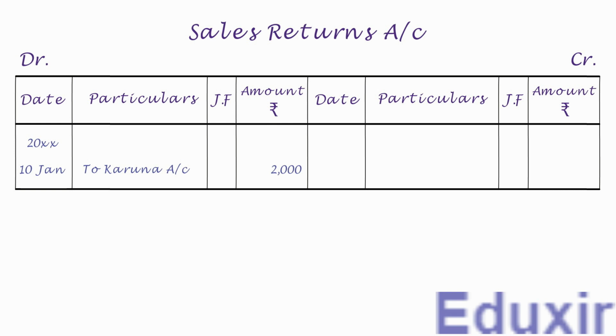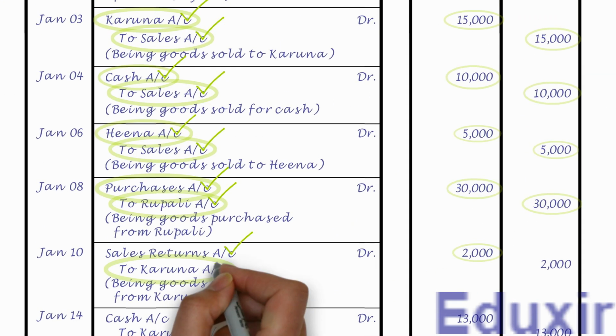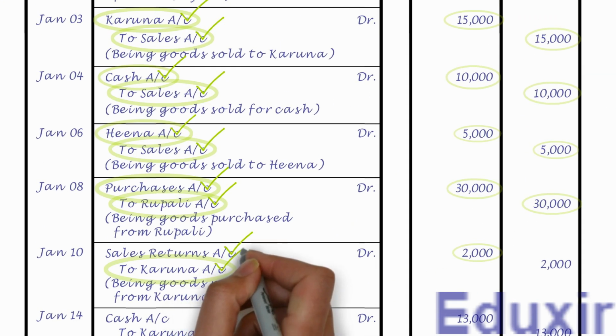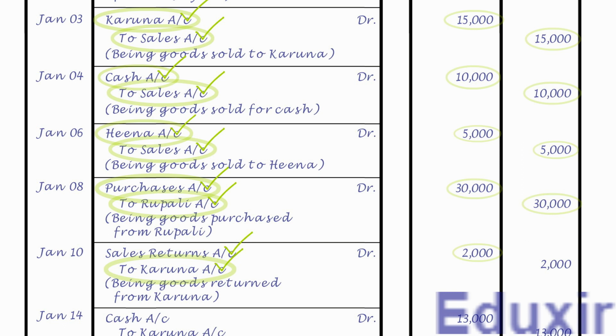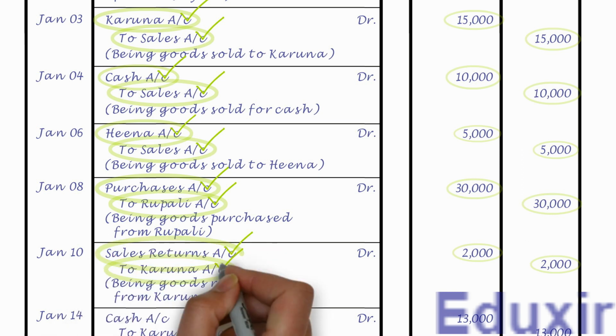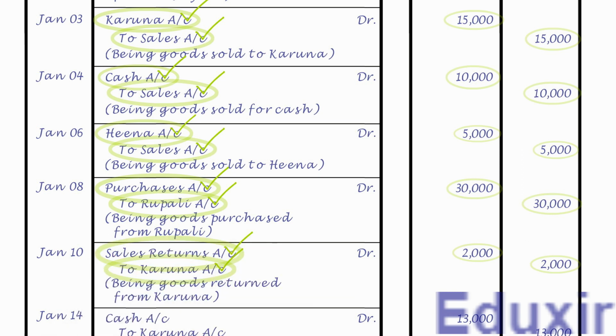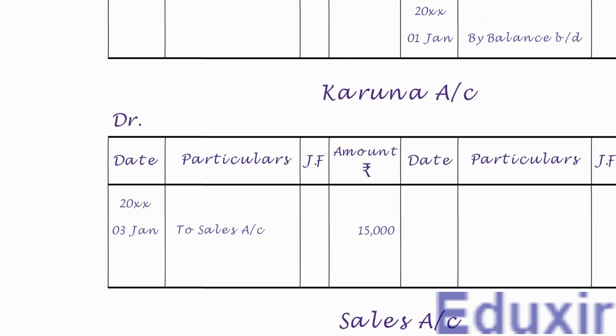Let us now take up the next entry. As the name suggests, it needs to be posted on the credit side of Karuna account and the credit amount is 2000 rupees. Note that the details that need to be posted into the particulars column is sales returns account. As we already have Karuna account, let us now post this entry into that account. As this is the first entry on the credit side, let us first write the year.